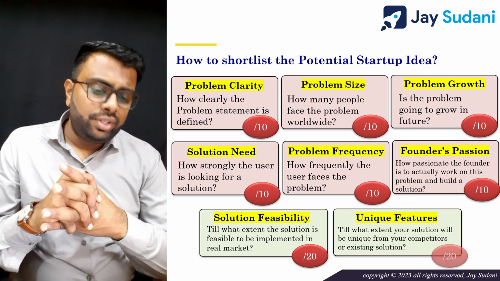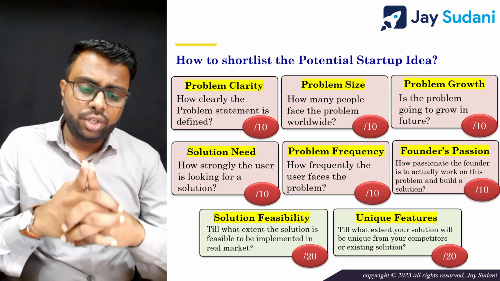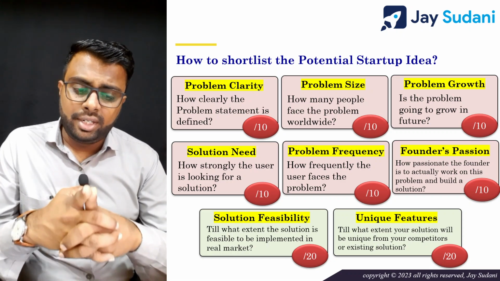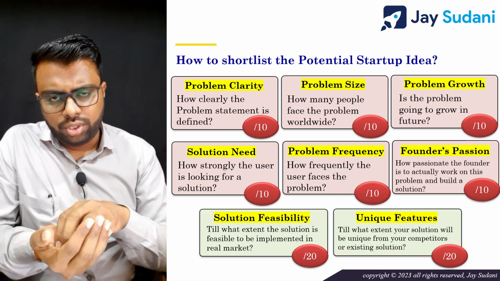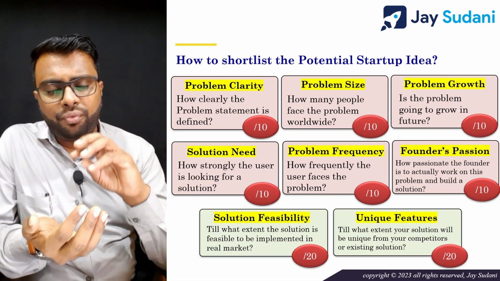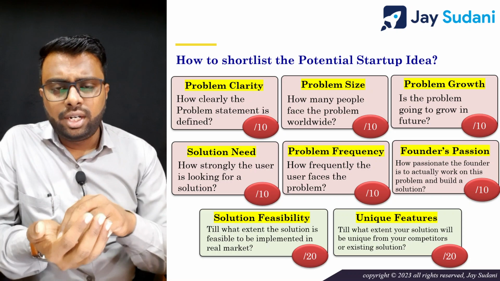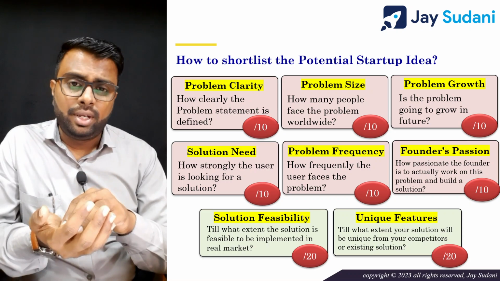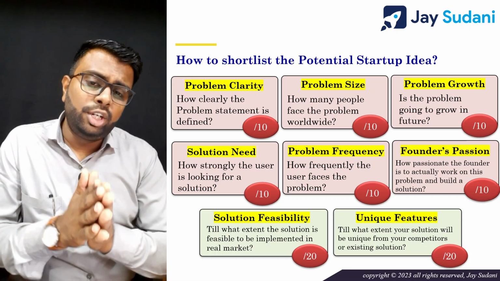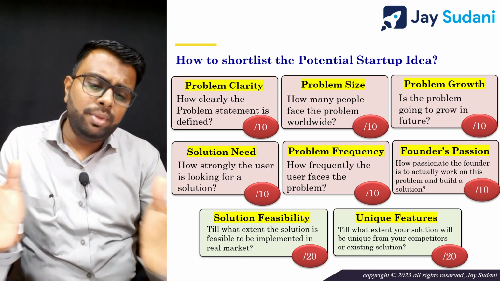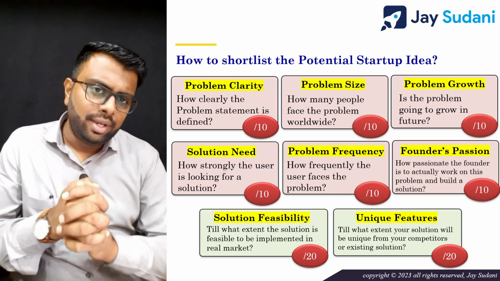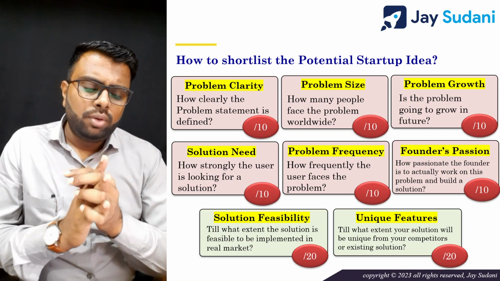Then unique features: to what extent your solution will be unique from your competitors or the existing solutions. Try to understand what problem you have chosen, what solution you are tentatively offering, and whether you will be able to develop a very unique solution, and to what extent uniqueness will be involved compared with the existing solutions or competitors. Again, you have to give this weightage out of 20.